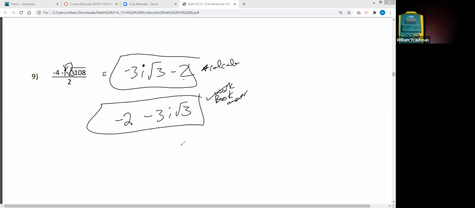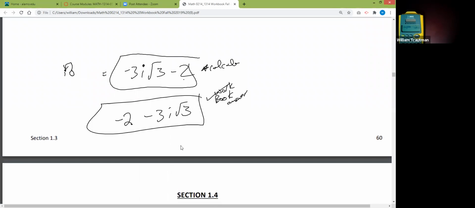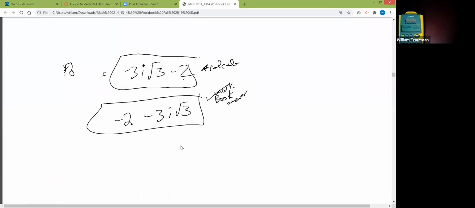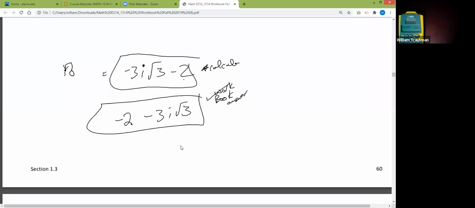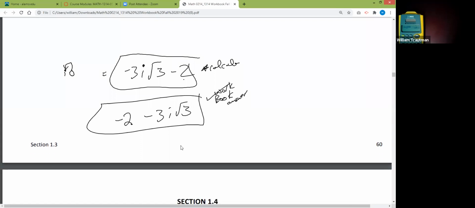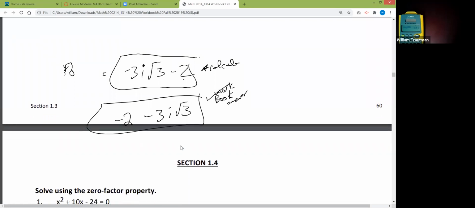Any other questions on these? Seems pretty easy. Is that it? That was 1.3? Really? That seemed too easy for me. It takes practice just being able to put that into your calculator.